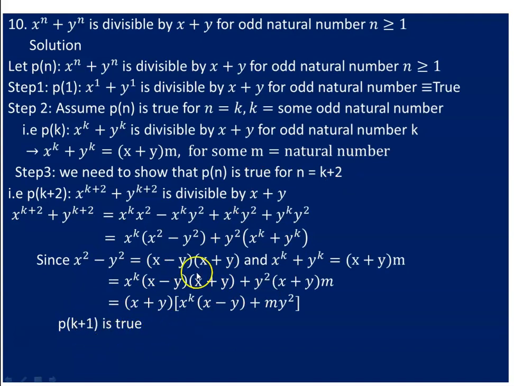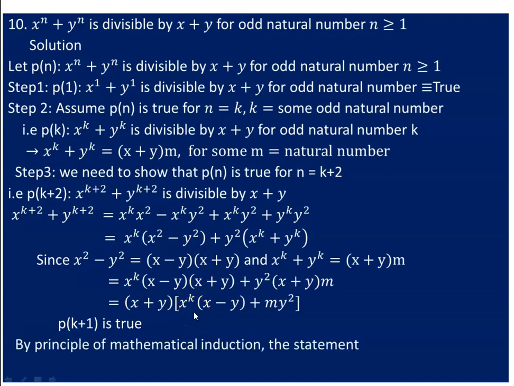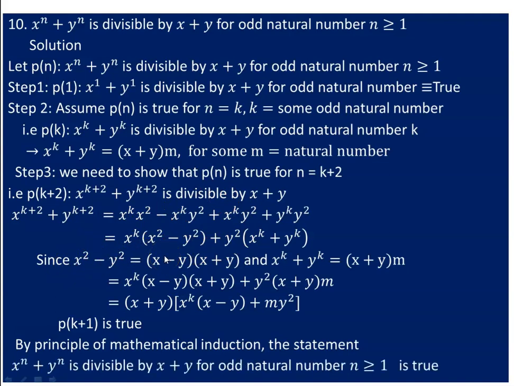So if P of k plus 2 is assured, step 3 is assured. And if step 3 is assured, by the principle of mathematical induction, the statement that says x to the power of n plus y to the power of n is divisible by x plus y for any odd natural number n greater than or equal to 1 is a true statement because of the principle of mathematical induction.